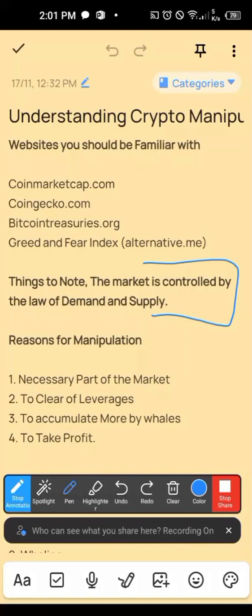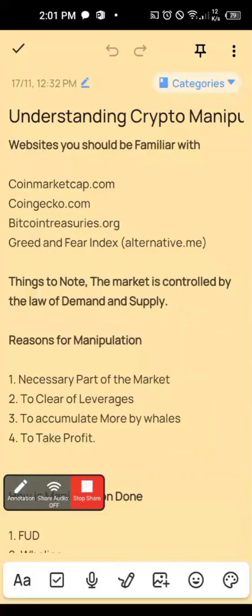So let's now understand the reason for this manipulation. The number one reason for manipulation. When you hear manipulation, many of you think of it as negative. The manipulation I'm talking about here is not negative manipulation. When you hear crypto manipulation, somebody will say they manipulate that thing, that it's a scam. No, nothing like that. Manipulation, first of all, is a necessary part of the market. It is necessary. Why is it necessary?